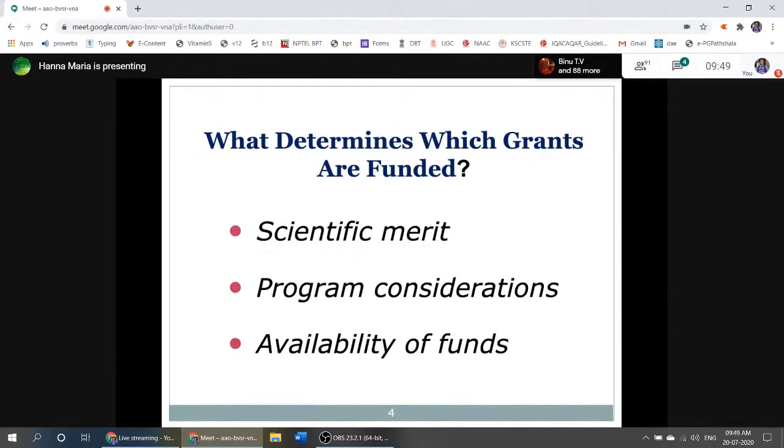What is the limit? If you submit a proposal to KSCST in Trivandrum, they will not fund more than 50 lakhs or 40 lakhs. But DST, I could get funding up to 5 crores. DBT, I got funding up to 1 crore. So you also must understand the availability of the funding for a project.